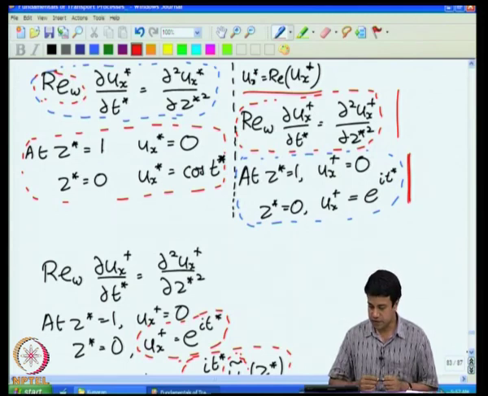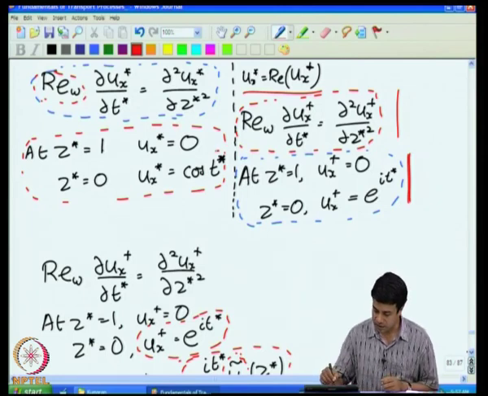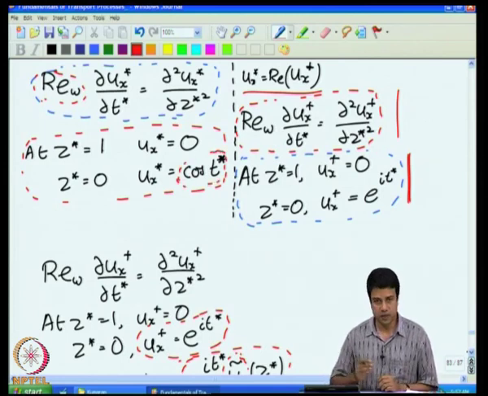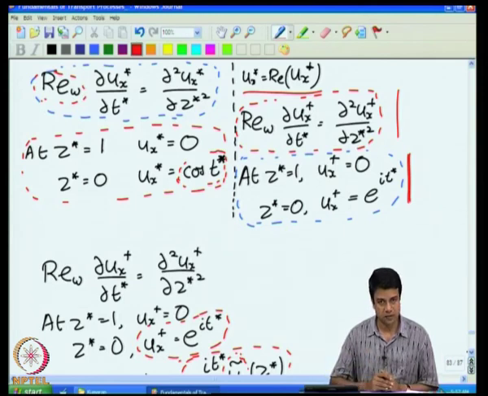In terms of the complex velocity field, the governing equation is exactly the same, because the Reynolds number is a dimensionless number, it is real. At the boundaries we have the complex velocity is 0 at z is equal to 1, because there is no motion there. At z is equal to 0, the complex velocity is e power i t. The real part of e power i t is the same cos t with which you are forcing the real velocity field. So, therefore, if I take the real part of the equation, I get the equation for the real velocity field. If I take the real part of the boundary conditions, I get the boundary conditions for the actual velocity field.